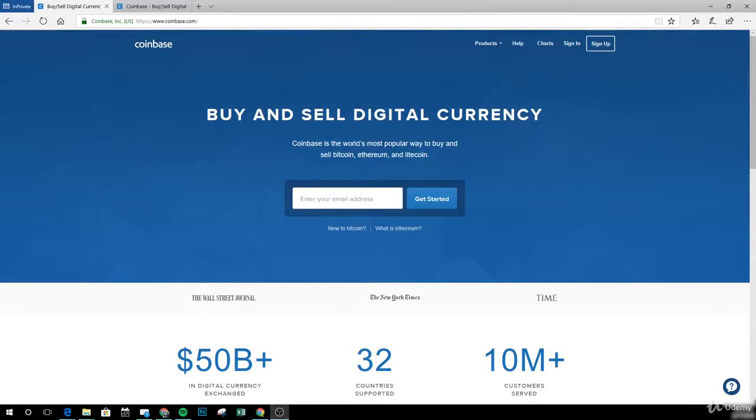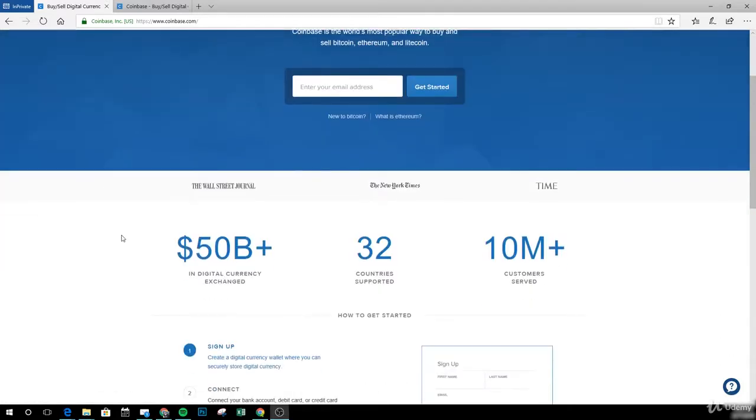Hi everyone! Let's go over how to buy Litecoin using Coinbase. Now, Coinbase is one of the most popular cryptocurrency exchanges in the United States and in many other countries around the world. And the reason for this is because it's extremely easy to use, it has a very simple interface, and it's just fantastic for beginners to use. And since this is a beginner's course in Litecoin, I can't think of a better platform to go to buy it than Coinbase. Now, Coinbase is pretty large as well, so they have exchanged over $50 billion in digital currency. They are supported in 32 countries, and over 10 million customers have been served by this platform.